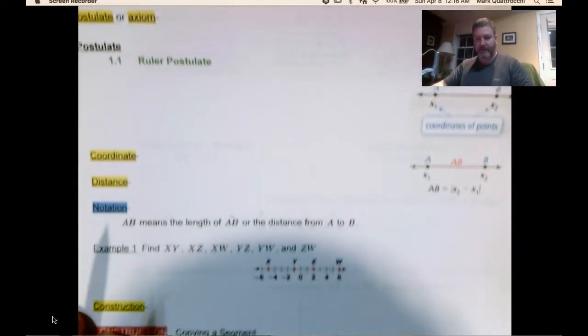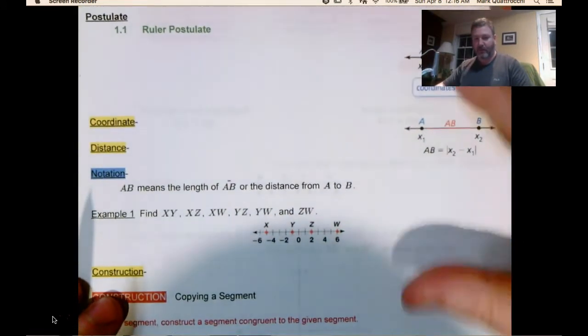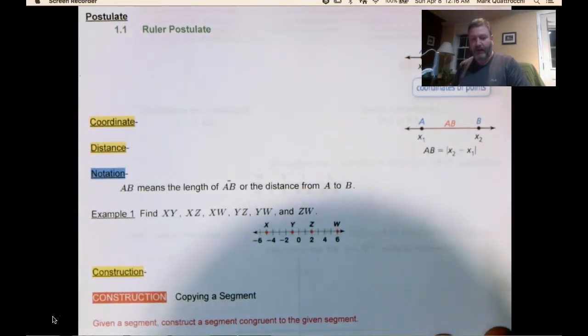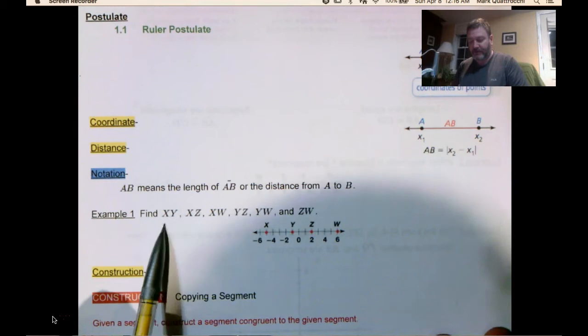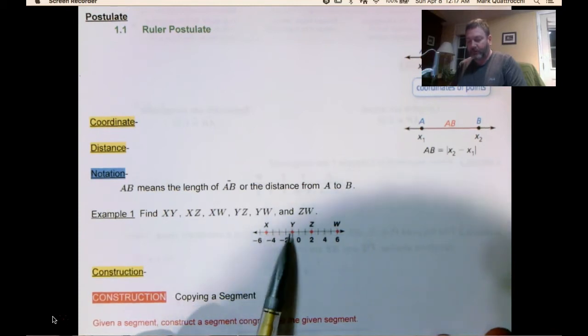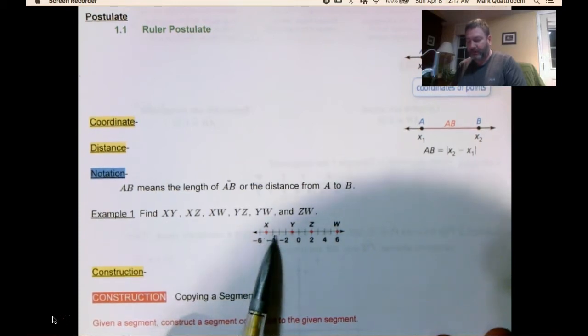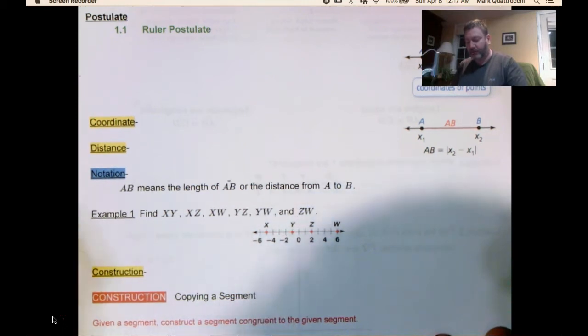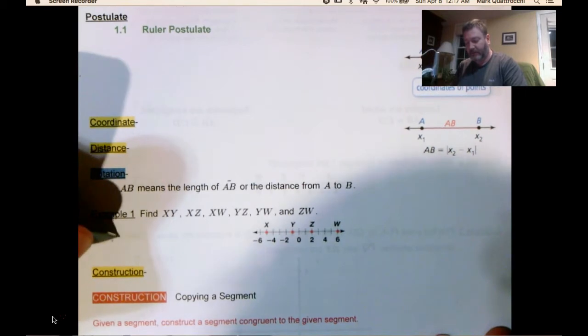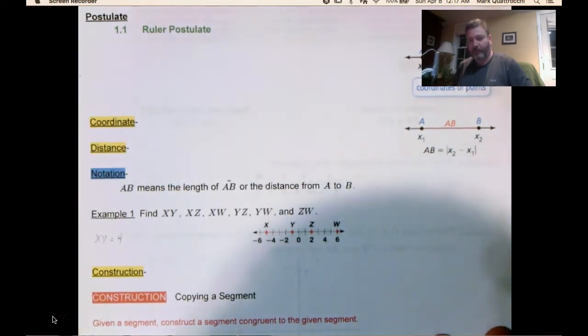As I slide up here, we have example 1. Find the length of segment XY. Notice the notation. That means find the length of segment XY. So we can do this using the ruler postulate or by counting our spaces. From X to Y we have 1, 2, 3, 4 spaces. So the length of segment XY is 4.